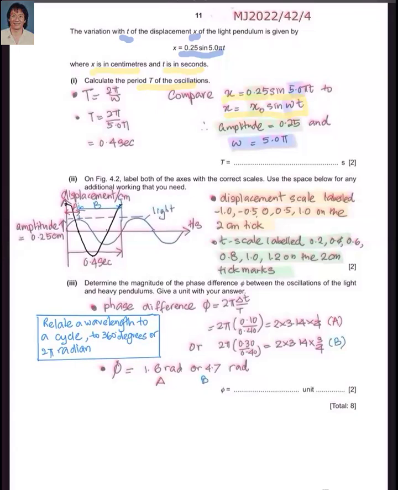Comparing the 2 equations, we find that the amplitude of the light pendulum is 0.25 centimeter, and ω equals 5.0π radian per second. Once we know ω, we can find the period because the formula relating the period to the angular velocity is T = 2π/ω. Substituting ω into the equation gives 0.4 seconds.